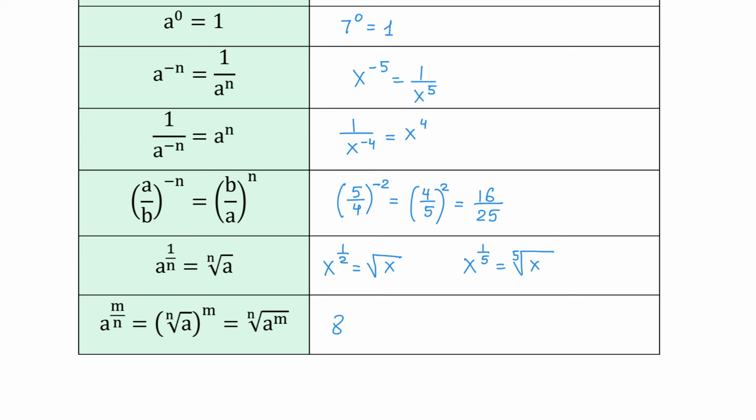For example, 8 to the power of 2 over 3 equals the 3rd root of 8 all to the 2nd power, or the 3rd root of 8 to the 2nd power. So both these expressions will give us the same result. In the first one, the cube root of 8 is 2 and 2 to the 2nd power is 4, and in the second, 8 to the 2nd power is 64 and the cube root of 64 is 4. So the value of this expression is 4.